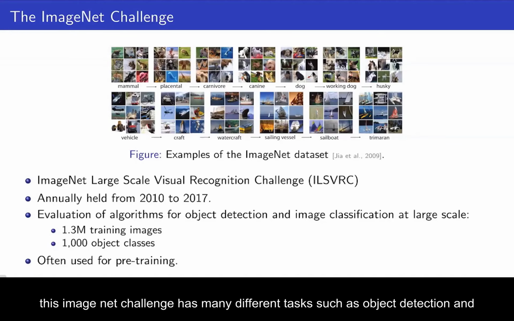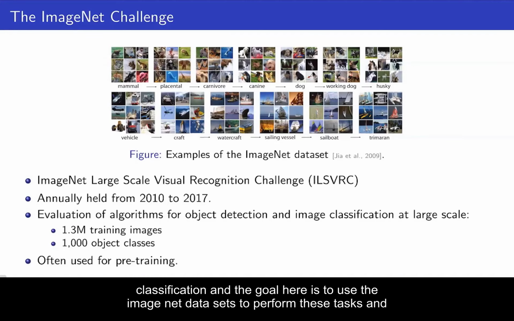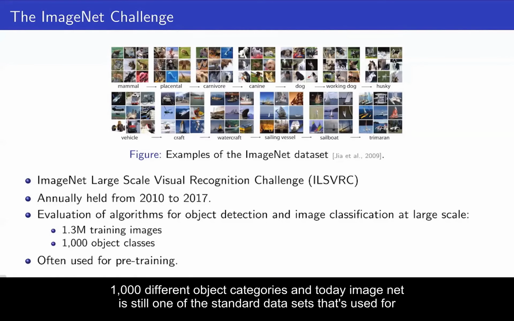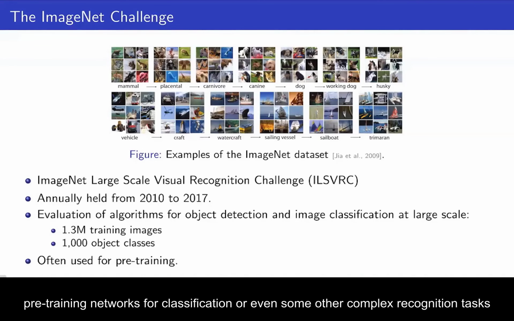This ImageNet challenge has many different tasks, such as object detection and classification. The goal here is to use the ImageNet datasets to perform these tasks. The ImageNet dataset has 1.3 million training images, and over 1,000 different object categories. And today, ImageNet is still one of the standard datasets that's used for pre-training networks for classification or even some other complex recognition tasks.